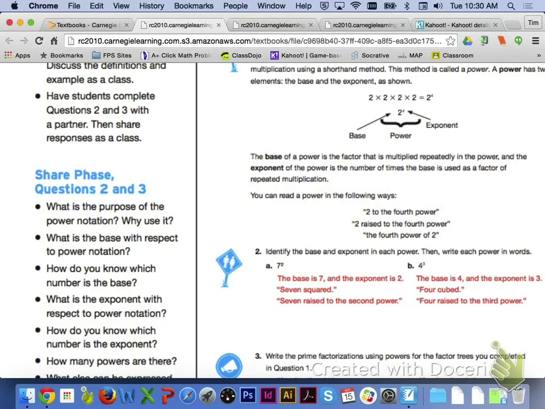For letter A, the base is going to be 7 and the exponent is going to be 2. You could say 7 raised to the second power. You could also say 7 squared. 2 is a special exponent that we can use the word squared for. For letter B, the base is going to be 4, the exponent is going to be 3. You could say 4 raised to the third power. You could also say 4 cubed. 3, much like the number 2, is also going to have a special name when we use it as an exponent. So squared for 2 and cubed for 3. Remember that when you are using 2 and 3 as exponents.